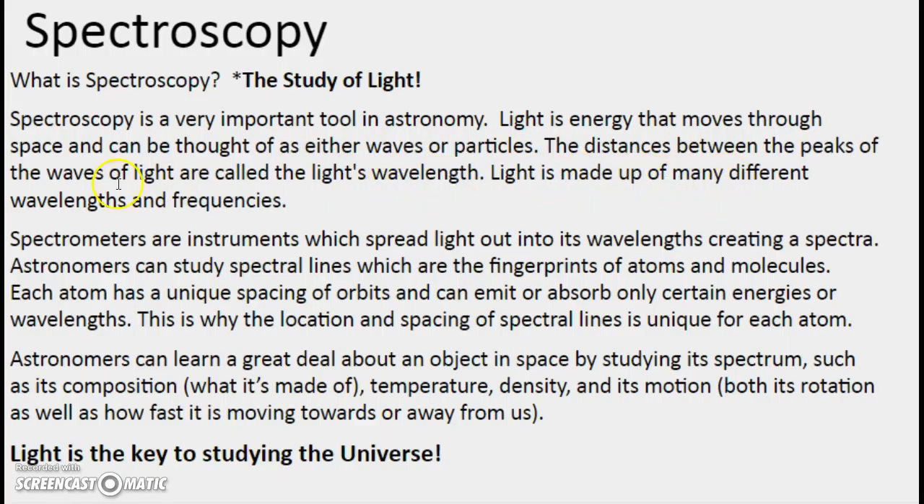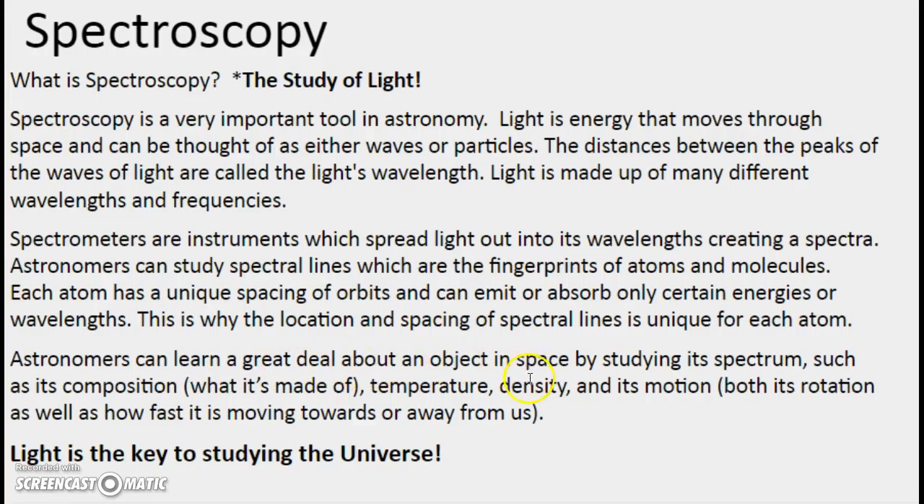Light is made up of many different wavelengths and frequencies. Spectrometers are instruments that spread out light into wavelengths, creating spectra. Astronomers can study spectral lines, which are the fingerprints of atoms and molecules. Each atom has a unique spacing of orbits and can emit or absorb only certain energies or wavelengths. This is why the location and spacing of the spectral lines is unique for each atom.